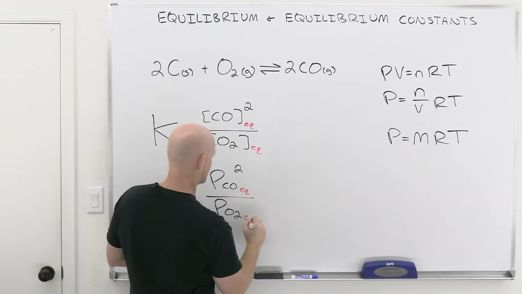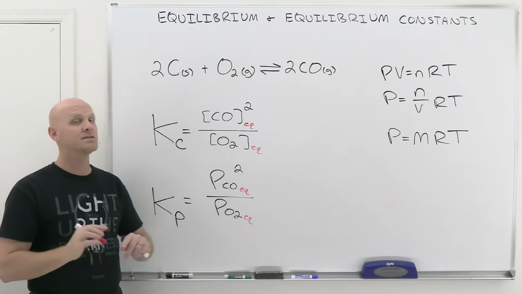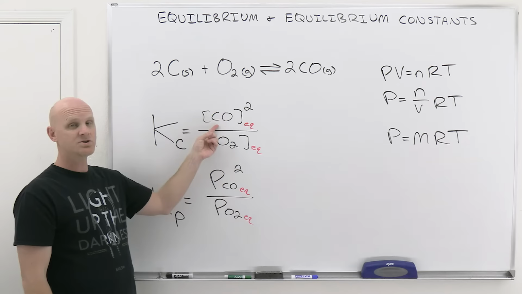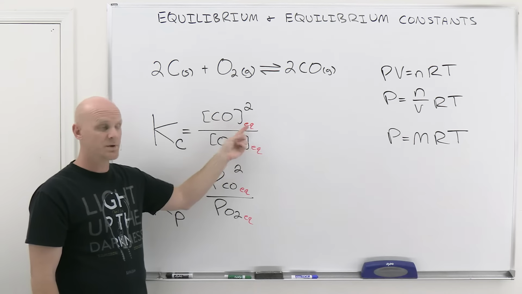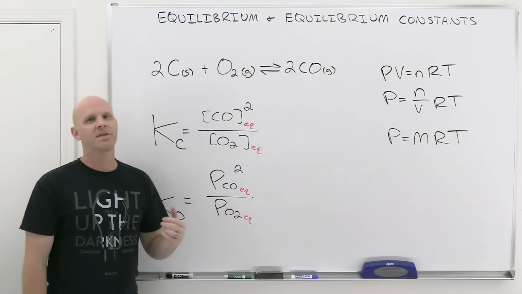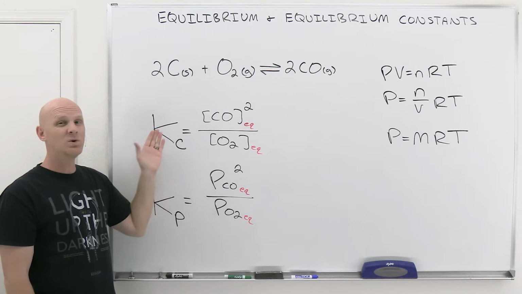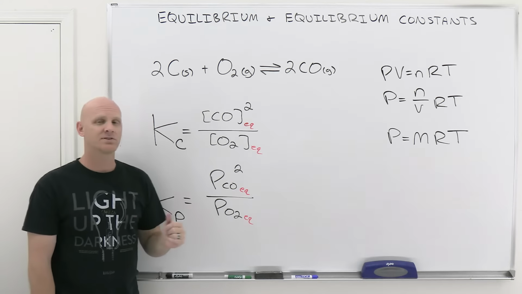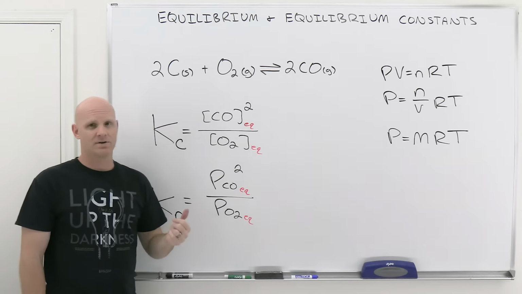And I'm writing this in red because we never specify this. I'm adding this myself. So this is the concentration of CO for a reaction that has reached equilibrium, and this is the concentration of O2 for the reaction that has reached equilibrium. But that's kind of implied when you set this ratio equal to K, as it turns out. So we don't actually write the EQ there, it's just implied.